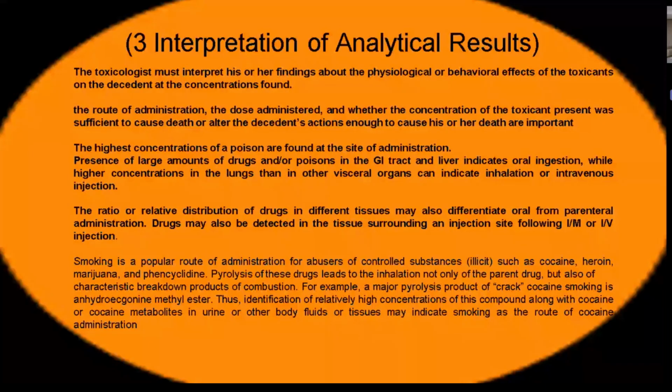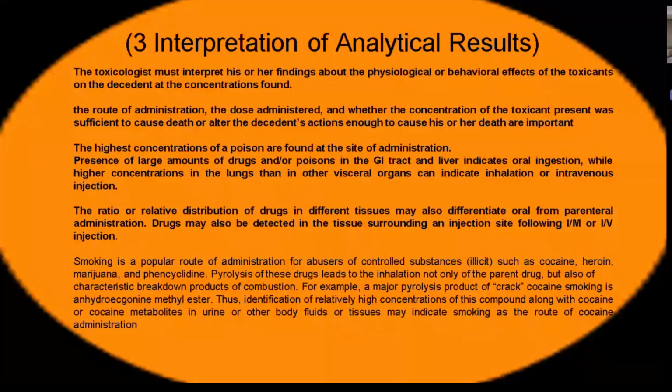So the highest concentration is generally found at the site of administration. If there is ingestion of drugs and poisons, we will get it in the GIT and the liver. If we are getting a high concentration in the GIT and the liver, it indicates oral ingestion. If you are getting a high concentration in the lungs or the visceral organs, we can say it came through inhalation, or through intravenous administration also this toxin came into the body of the patient.